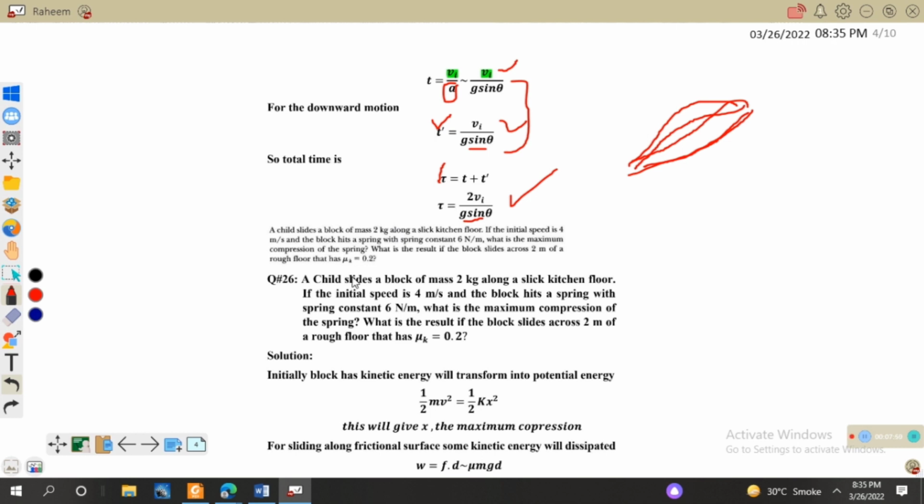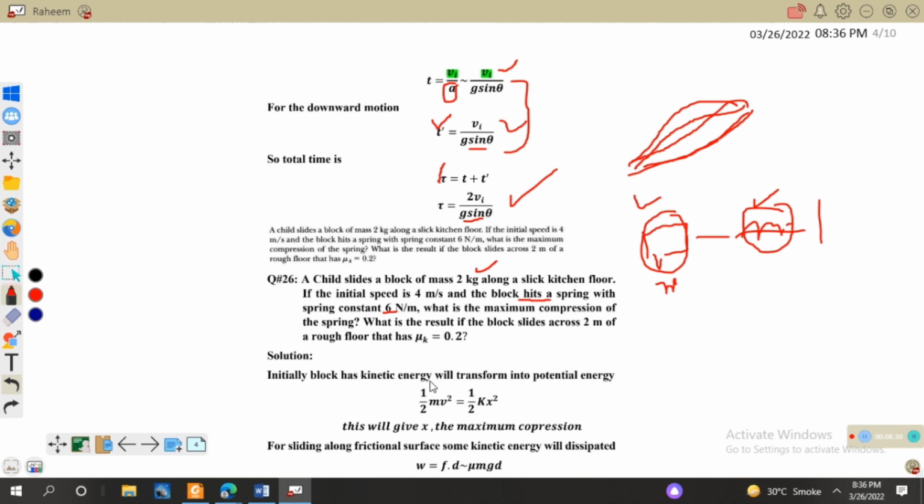Okay, now we start to solve another question. A child slides a block of mass 2 kg along a frictionless floor. If the initial speed is this and the block hits a spring with this spring constant, what is the maximum compression of the spring? If the block is going with some velocity, it has mass, so definitely it will have some momentum and some kinetic energy. If it hits a spring, some part of this energy will be utilized in compressing the spring. So this energy of the moving block will be stored in the form of potential energy.